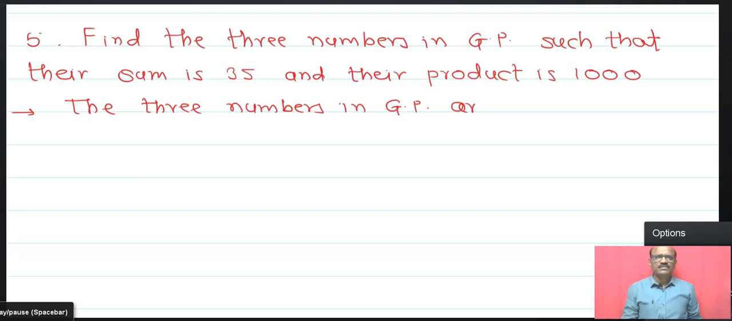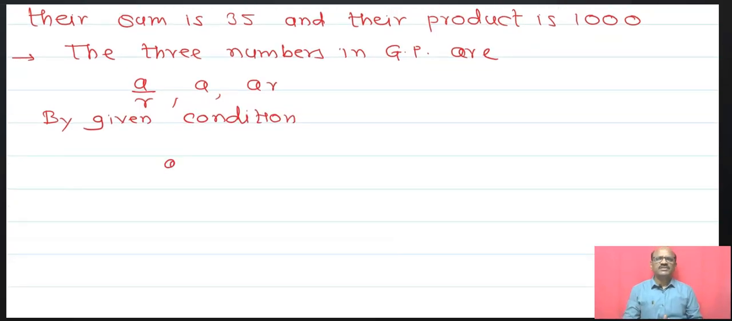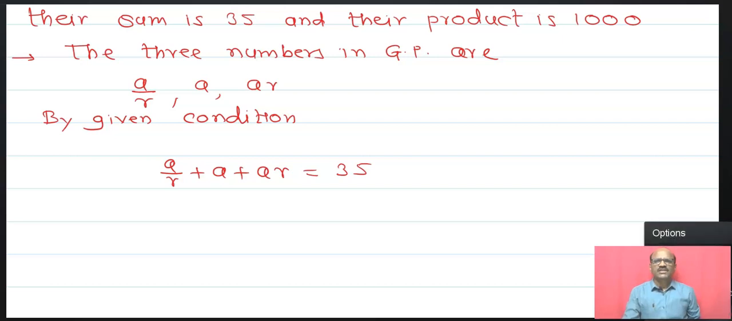Now, here the three numbers are in GP, and that's why we will apply the formula. That is, the terms in GP when there are three terms: A upon R, A, AR. When the three numbers are in GP, the terms are A upon R, A, AR. Now, see this. What is the first condition?